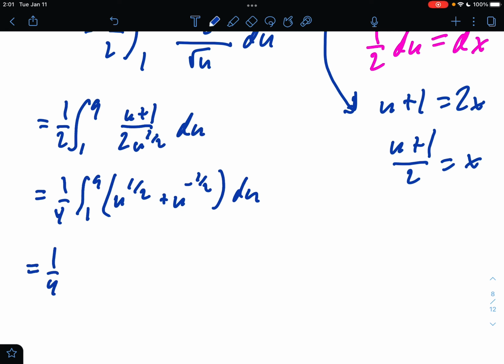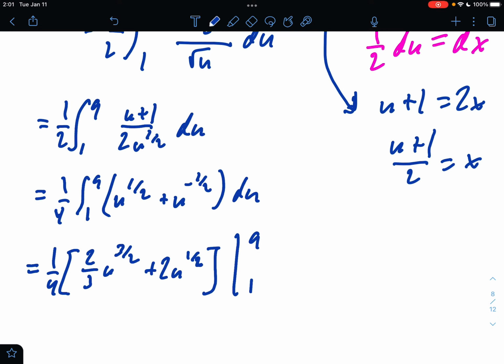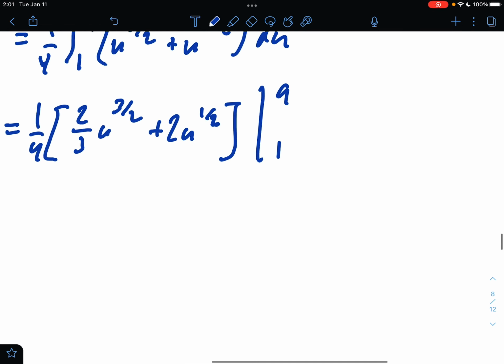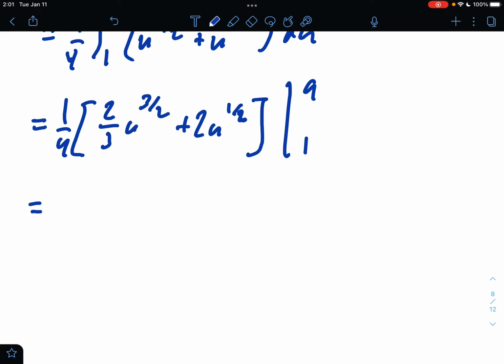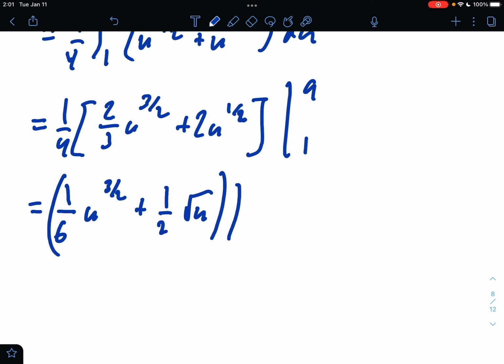So that's 1/4 u to the 3/2 over 3/2, which is 2/3 u to the 3/2, plus u to the 1/2 over 1/2, which is 2 u to the 1/2, from 1 to 9. All right, I'm going to multiply that 4 in first, make it a little easier on myself in the end here. So this would be 1/6 u to the 3/2 plus 1/2 root u from 1 to 9.